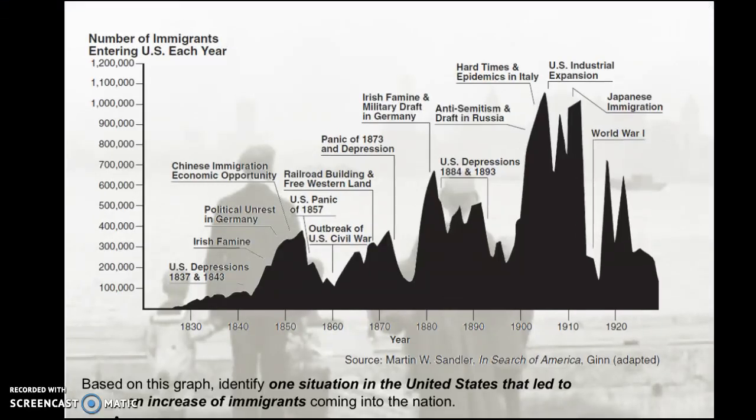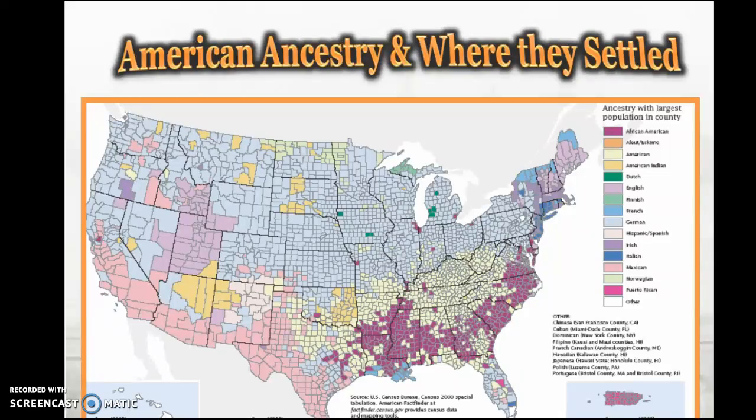Okay, so we are going to go to the next slide. I included this because I thought this was pretty cool. This shows you all the ancestries of Americans today, and where they settled when they first arrived. So if you wanted to take a pause and look at this, it breaks it all down. So we have African American, the Eskimo, then we have Americans, which are pretty much people who were here all along.